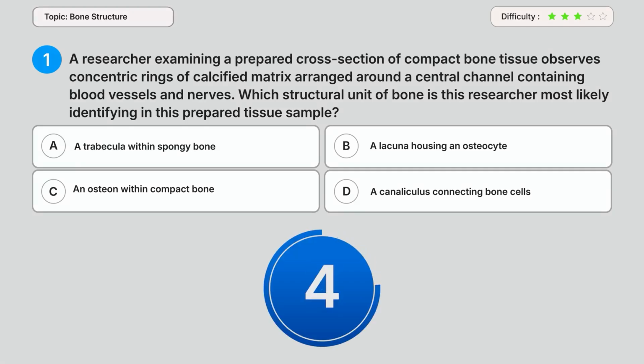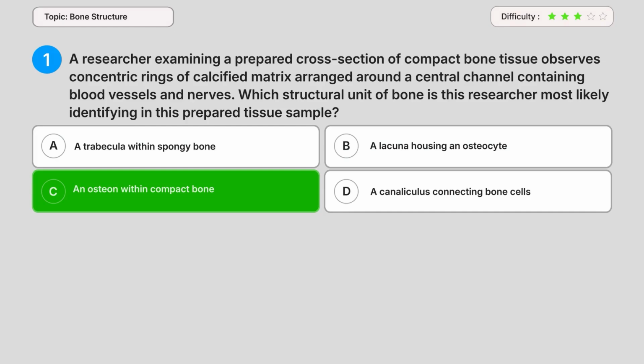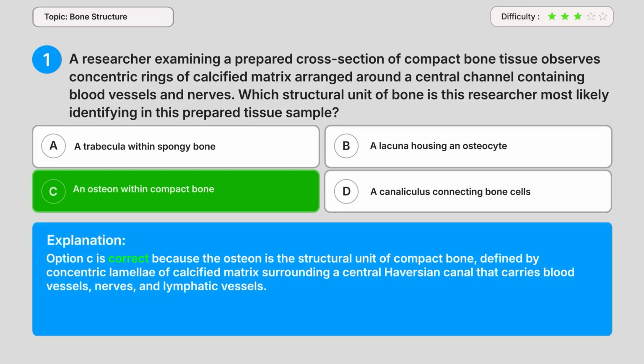Do you know the answer? Correct answer, C. An osteon within compact bone. Explanation. Option C is correct, because the osteon is the structural unit of compact bone, defined by concentric lamellae of calcified matrix surrounding a central Haversian canal that carries blood vessels, nerves, and lymphatic vessels.